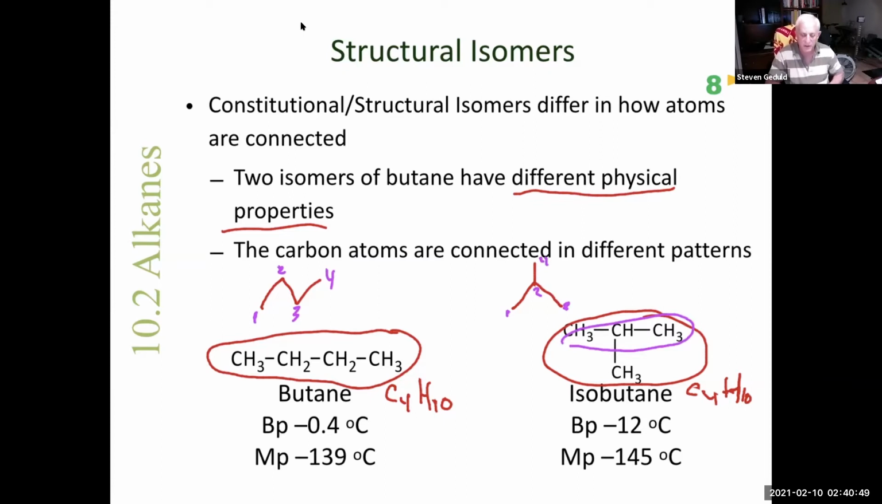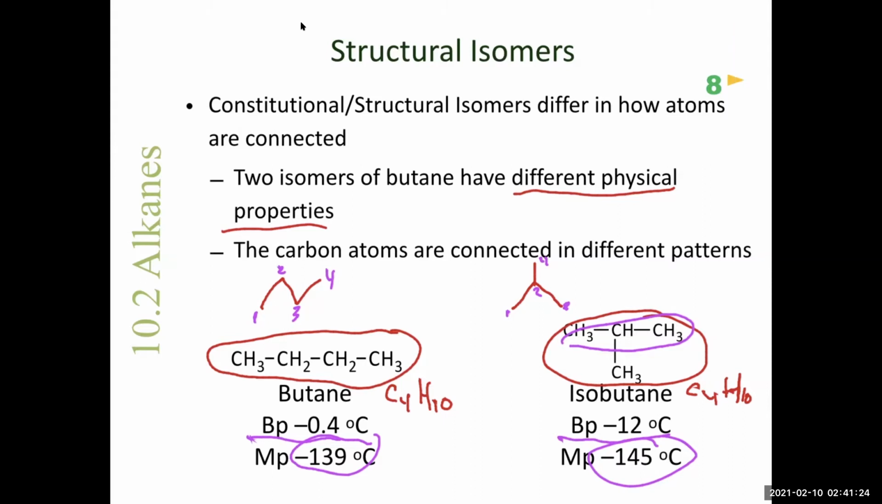And look at the different properties. Butane has a boiling point of minus 0.4. Isobutane has a boiling point of negative 12. Melting point minus 139, melting point minus 145. So they have different physical properties, even though they have the same molecular formula, because they have different shapes and they bond and attach differently because of that. If you look at butane, you see it's one long chain. Isobutane is broken up.